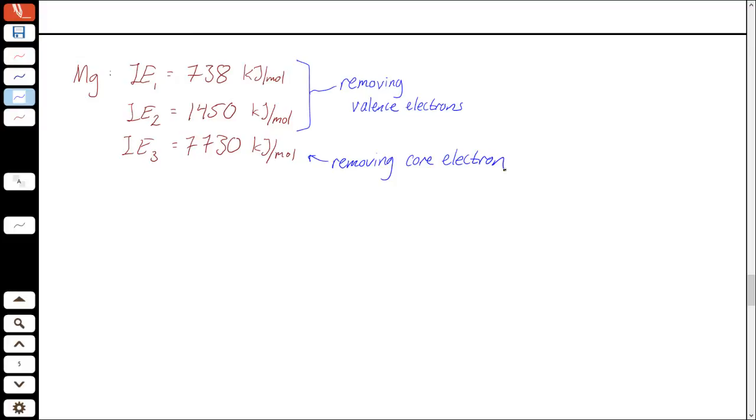So one type of problem that you'll see in the homework is it'll give you a set of ionization energies, 1, 2, 3, 4, 5, whatever, and ask you which element we are talking about. So let's try that.